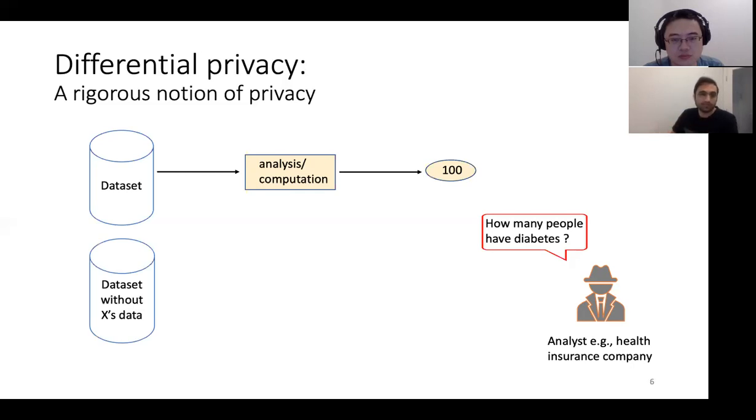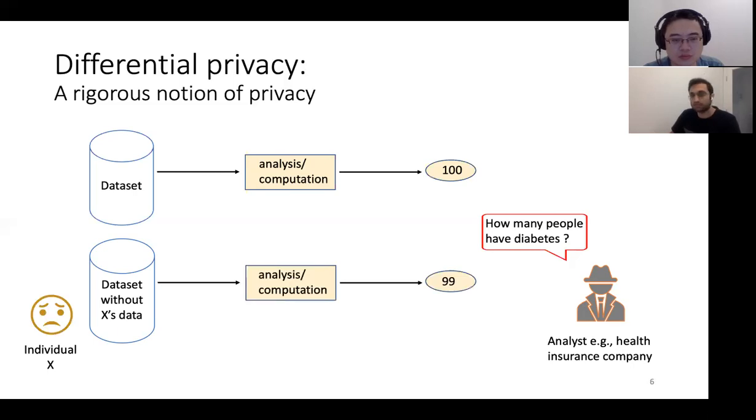Then we update the data set and we remove the record of individual X. Now the analyst asks the same question: how many people have diabetes? We do the computation and say 99. So by providing these two outputs, 100 and 99, the analyst knows that the individual X in the data set has diabetes. By answering these queries, we have compromised the privacy of that individual.